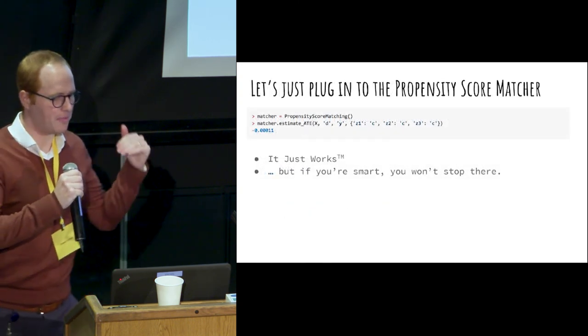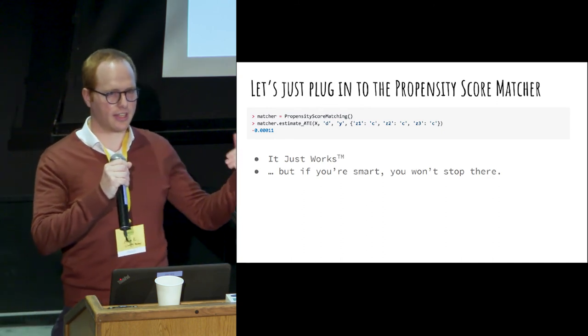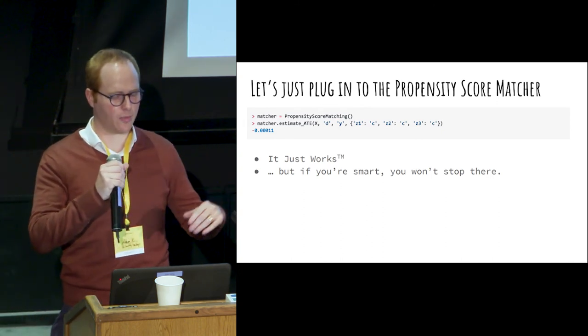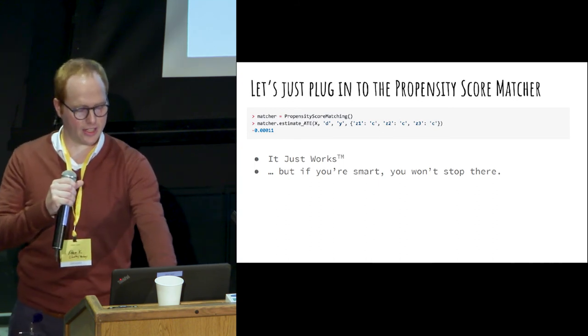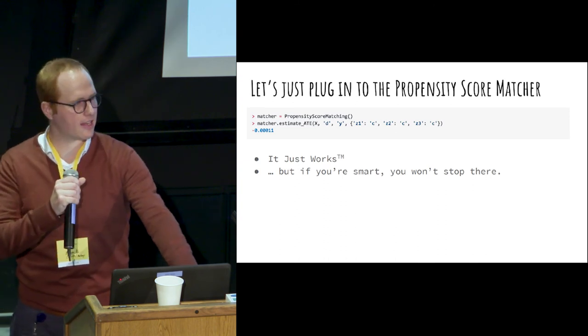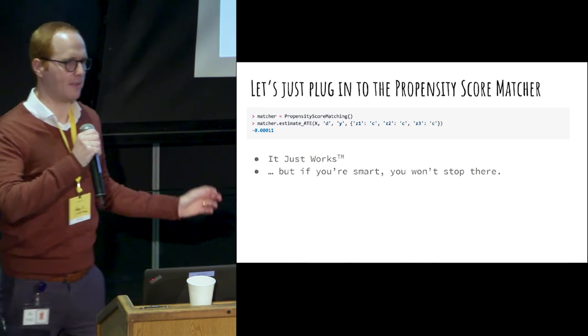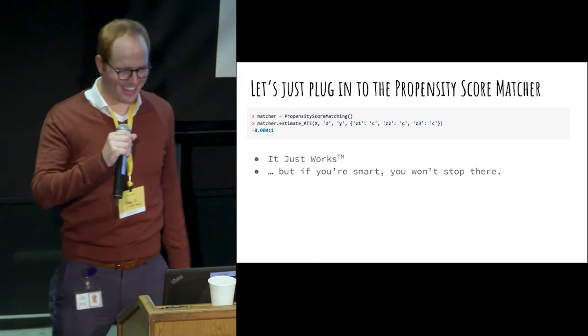Cool, so if you just drop this data into the propensity score matcher, you tell it which is the causal state, D, which is the outcome, Y, and which are the covariates, Z, and whether they're continuous or discrete, so it knows how to handle them, it'll give you the correct average treatment effect. So it just makes it pretty quick and easy. It sort of just works, trademark.